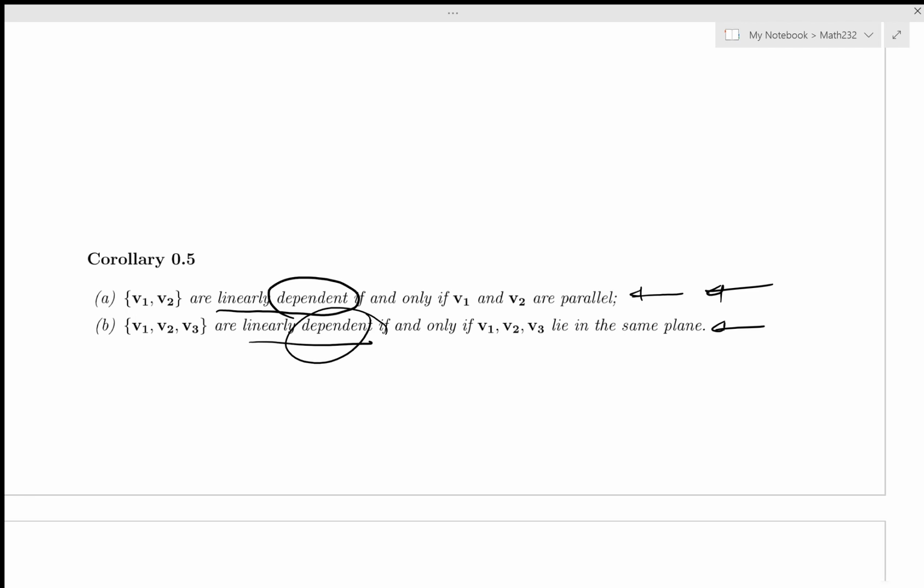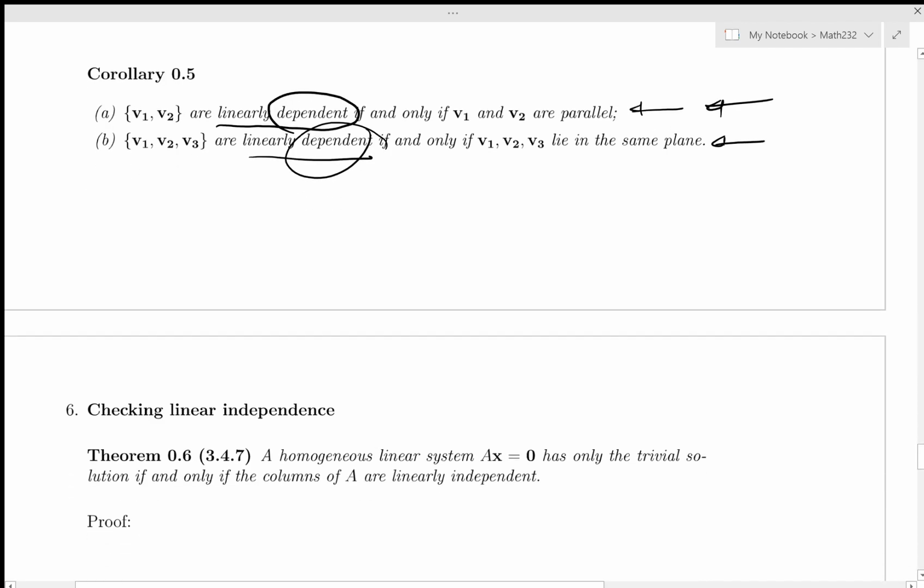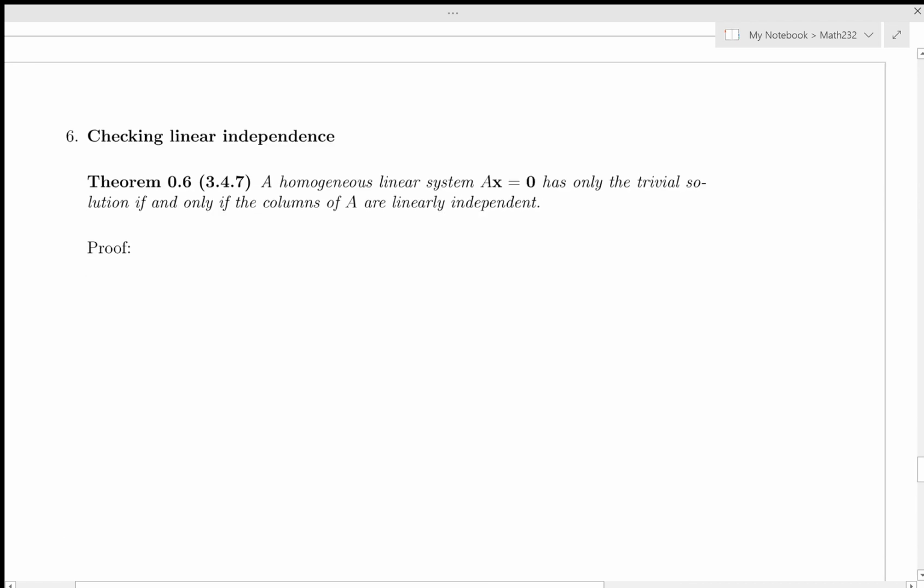Okay, how do we check for linear independence? We have a theorem. Well, actually we will check using the theorem. But we first have to prove that the theorem is true so that we can use it with confidence.